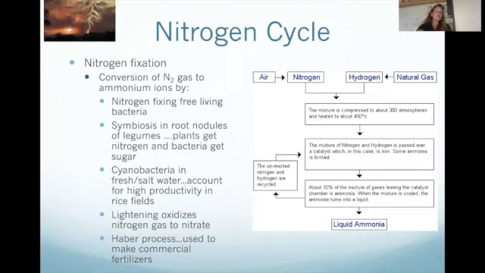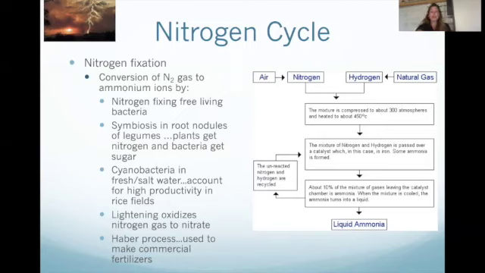So nitrogen fixation is the conversion of nitrogen gas to ammonia ions. Nitrogen-fixing free-living bacteria will do this in the soil. Symbiosis in root nodules of legumes, like I said, peas and beans, will do it. Cyanobacteria, which is your blue-green algae in the top 200 feet of any body of water, will do it for us. And we also see cyanobacteria in our rice fields. Lightning will do it. That smell after a lightning strike is due to nitrogen fixation.